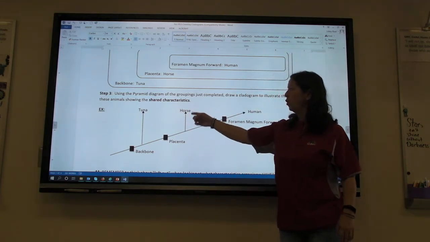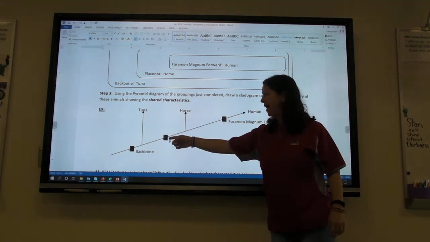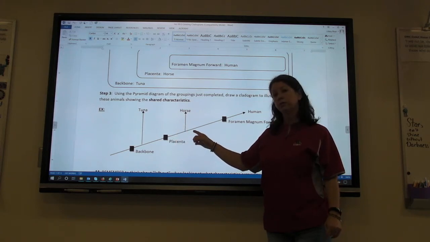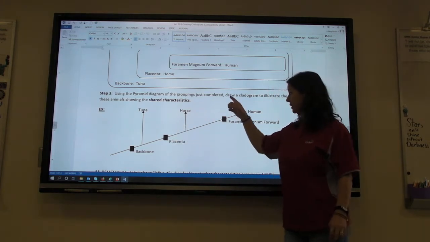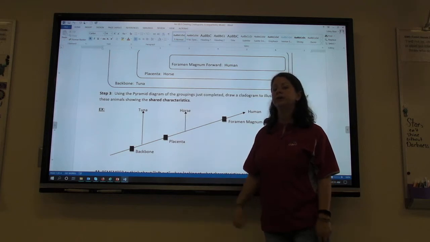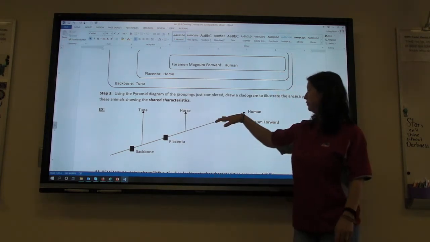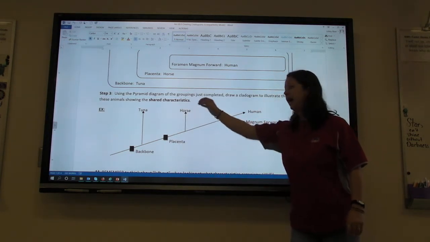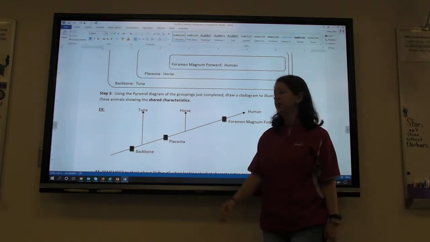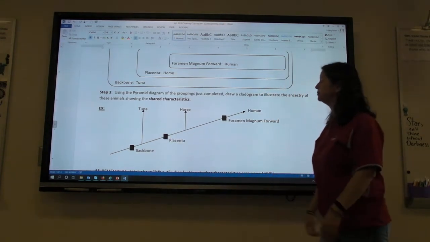Same thing when you get to the horse. The horse has the placenta, it's on the right of it, but it is left out because it's to the left of the foramen magnum forward. It's left out of having that. Okay, and that's kind of how you read these.